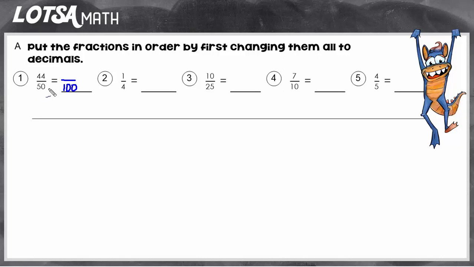So to get to 100, I need to multiply by 2. And what I do on the bottom, I got to do on the top. So we have 88 hundredths.